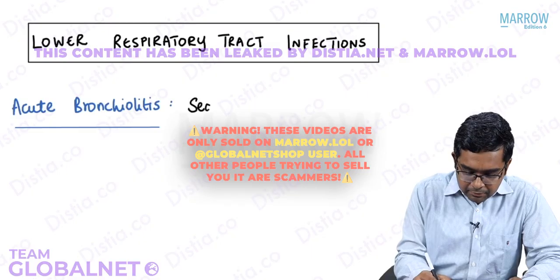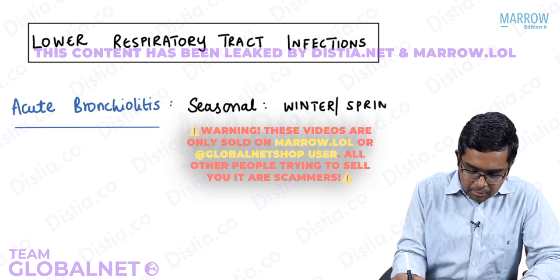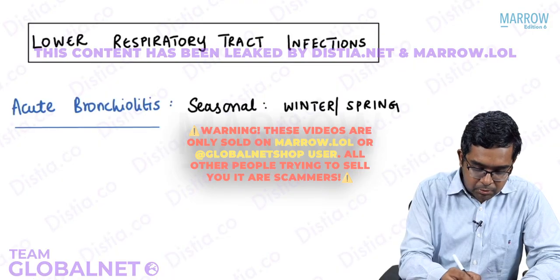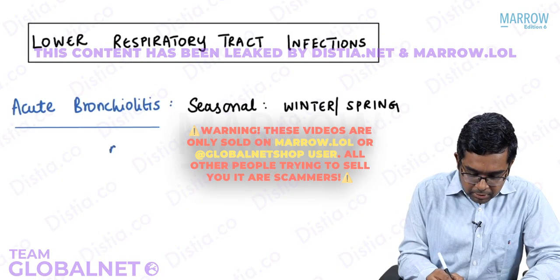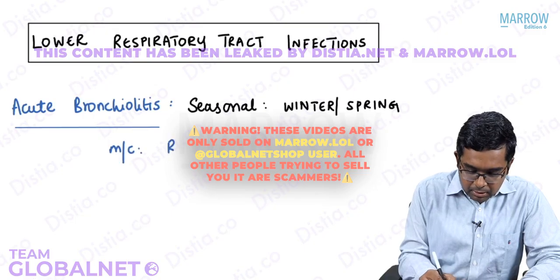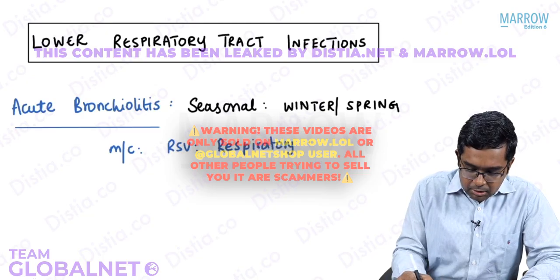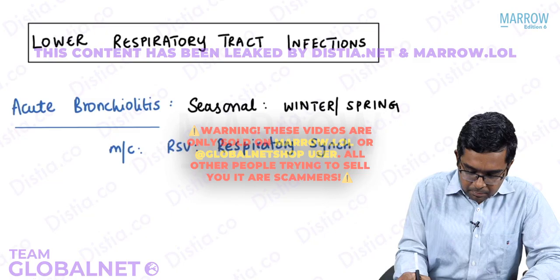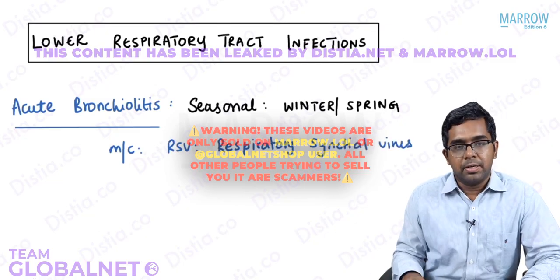It is a seasonal infection which usually occurs in the winter seasons or in the spring. And this is usually a virus-associated infection, and the most common etiology is RSV. RSV is respiratory syncytial virus, which is the most common cause of acute bronchiolitis.